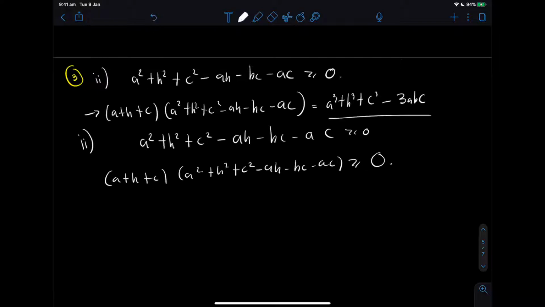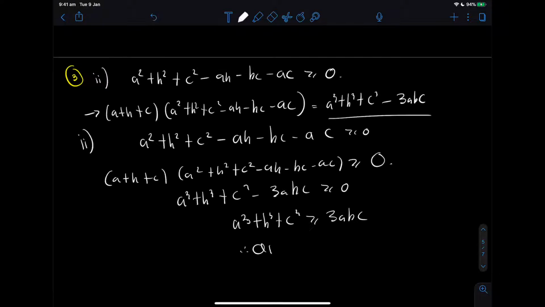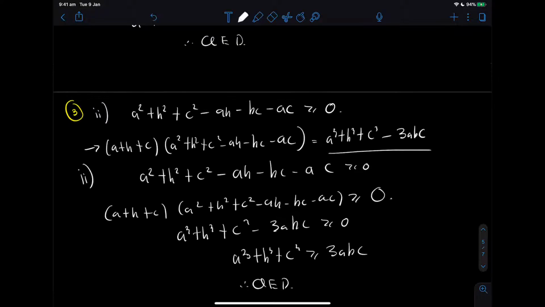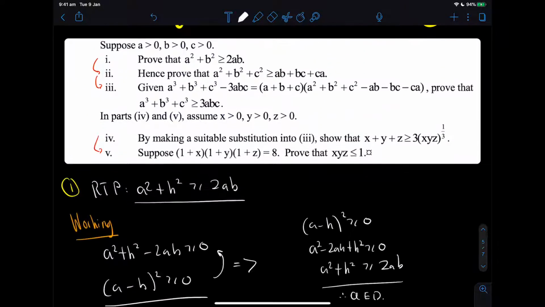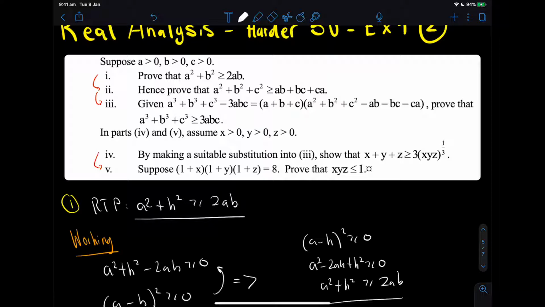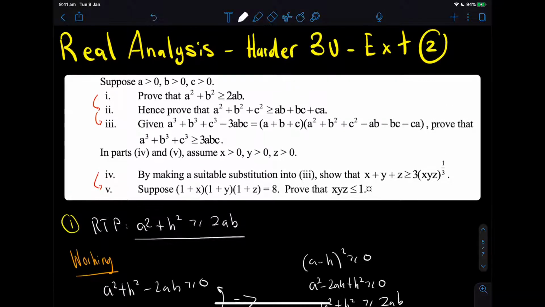So now we can essentially sub in this part, because that's what we have now. And subbing that in, we get that a cubed plus b cubed plus c cubed minus 3abc is greater than or equal to 0. And then pretty easily we get the expression that we were required to prove. Cool. So that's part 3 now done. Okay, so I think that was the easier part of this question.